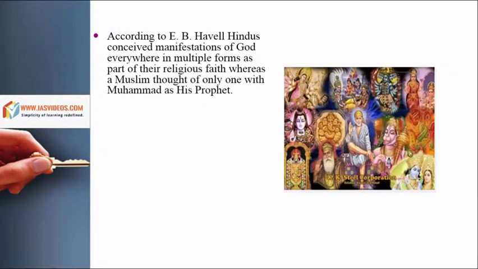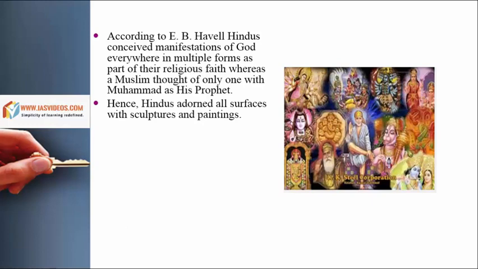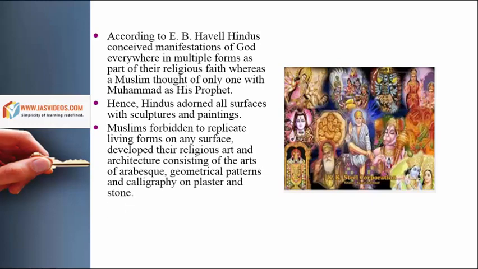According to E.B. Havell, Hindus conceived manifestations of God everywhere in multiple forms as part of their religious faith, whereas a Muslim thought of only one, with Muhammad as his prophet. Hence, Hindus adorned all surfaces with sculptures and paintings. Muslims, forbidden to replicate living forms on any surface, developed their religious art and architecture consisting of the arts of arabesque, geometrical patterns and calligraphy on plaster and stone.